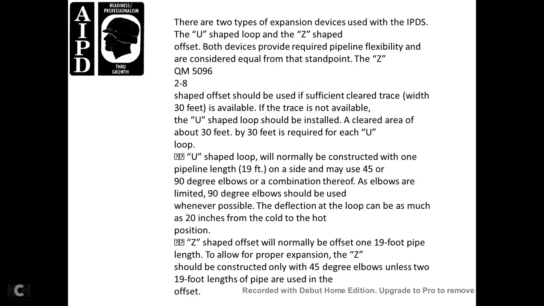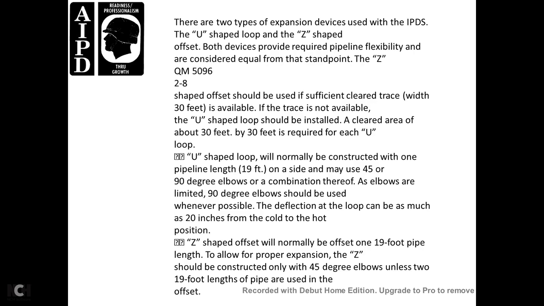There are 2 types of expansion devices used within the inland petroleum dispensing system: the U-shaped loop and the Z-shaped offset. Both devices provide pipeline flexibility and are considered equal from the standpoint of function. The Z-shaped offset should be used if a sufficiently cleared trace with a width of 30 feet is available. If the trace is not available, the U-shaped loop should be installed with a cleared area of 30 feet by 30 feet, as required for the U-loop.